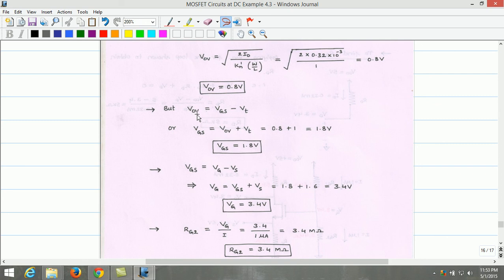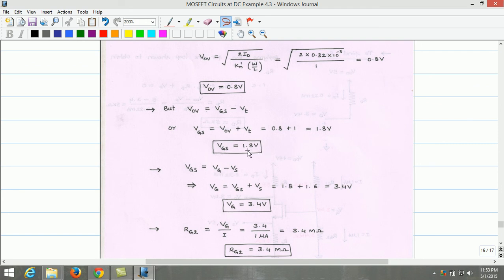Next, using overdrive voltage, we can estimate gate source voltage. The relationship between overdrive voltage and gate source voltage is VOV equals VGS minus VT. From this, VGS can be obtained as VOV plus VT. The overdrive voltage is 0.8 volt obtained earlier, plus threshold voltage is 1 volt. Therefore, gate source voltage is found to be 1.8 volt.